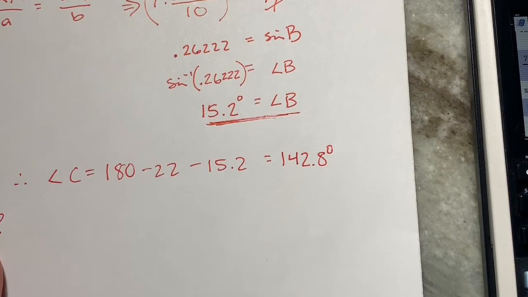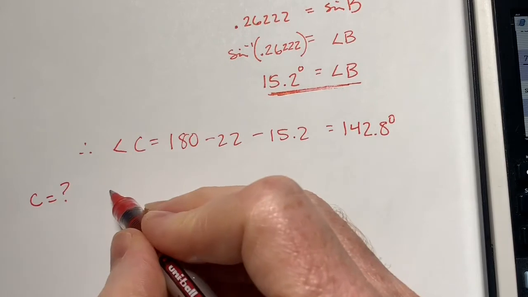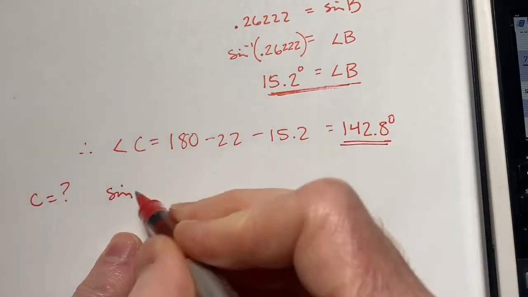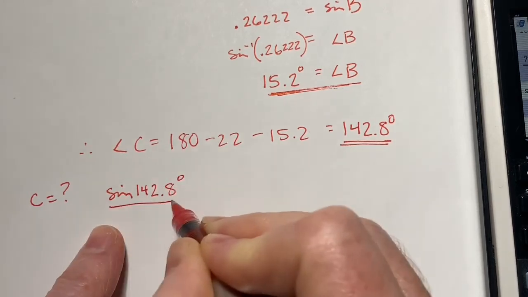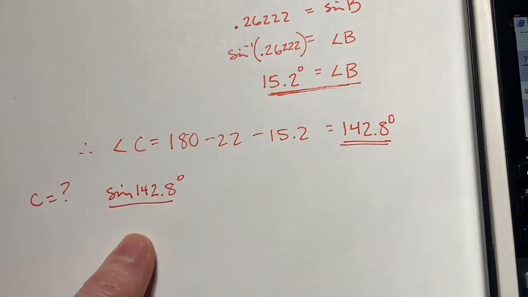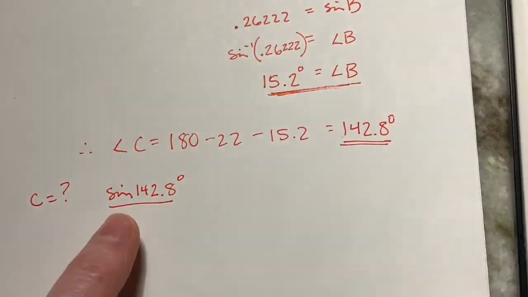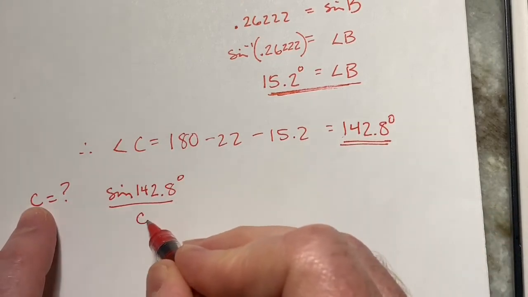I know two of the sides. I know all of the angles. Either way, most people would probably say law of sines is a little easier to find C. So most people would say, all right, sine of the new angle C. Now I'm going to be exact right here. 142.8 is what I'm going to write here, but I'm going to be using 142.79790, blah, blah, blah, the exact value. So I'm going to put that angle C in there and then side C on the bottom.